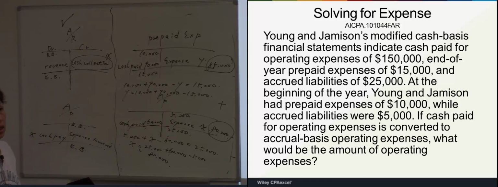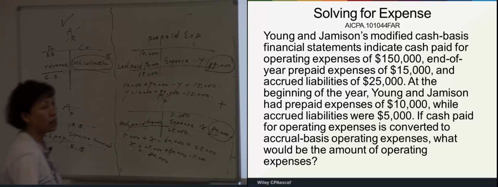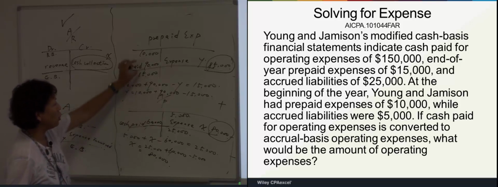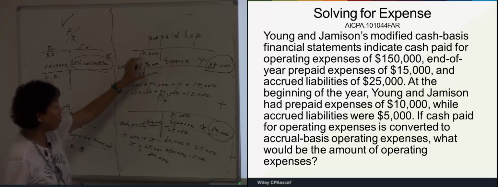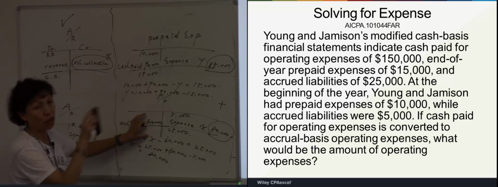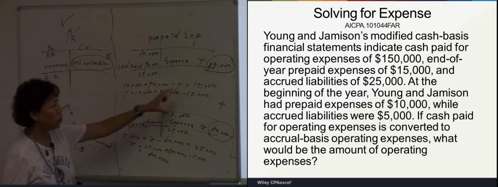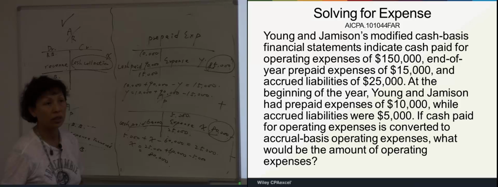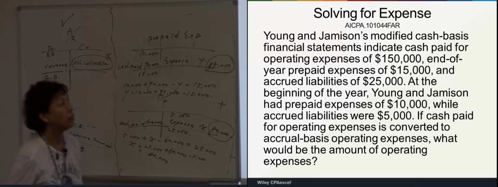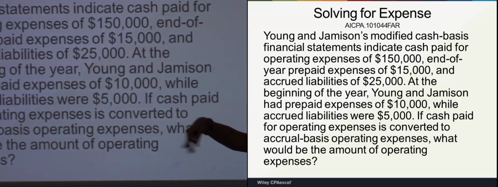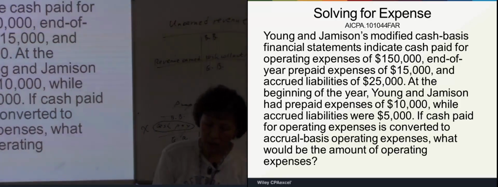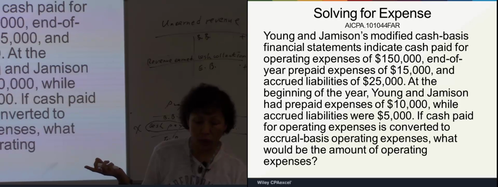Isn't it still 165? So no matter what kind of assumption you make for here and here, as long as the sum of the two is 150,000, would you come up with the same answer? Yes. Got it? Okay, so this one is more complicated than the previous one. So it could be tested as a simulation question.